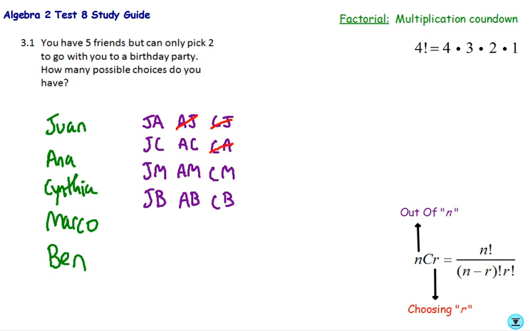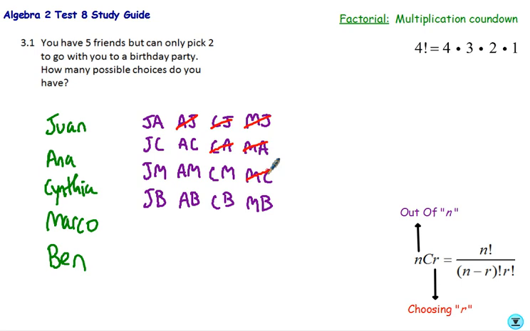Let me go with Marco now. So Marco and Juan, Marco and Anna, Marco and Cynthia, and Marco and Ben. Hopefully you see there's a little pattern developing. Again, I can't count something twice. I've already got Juan and Marco, Anna and Marco, and Cynthia and Marco, so I can't count those either.